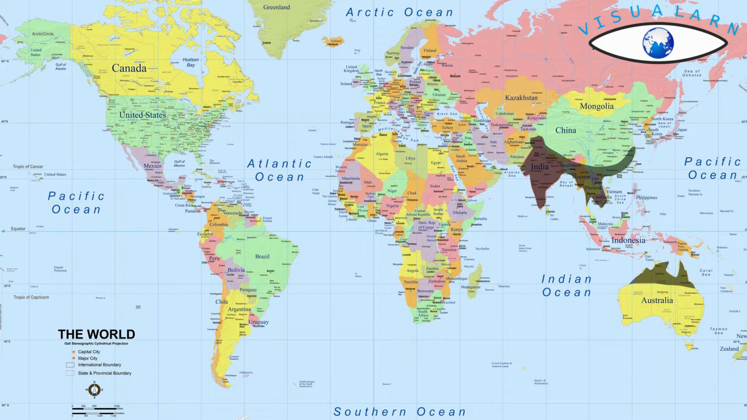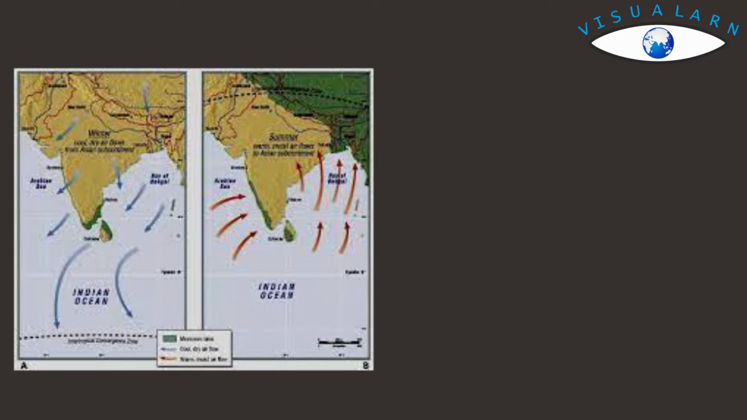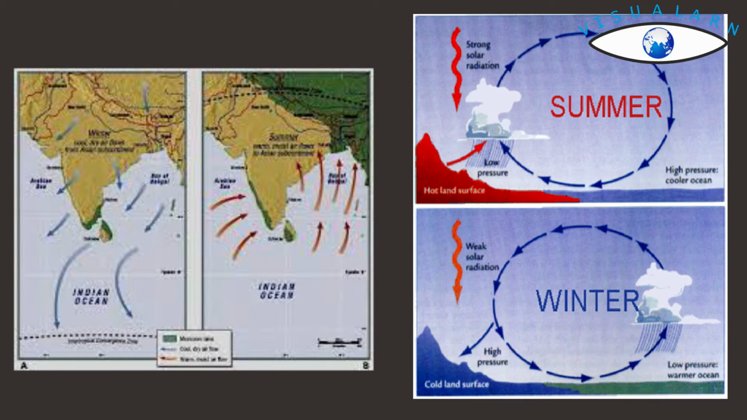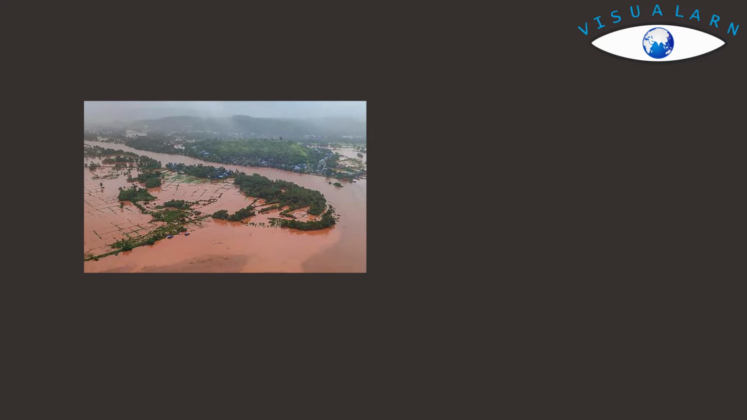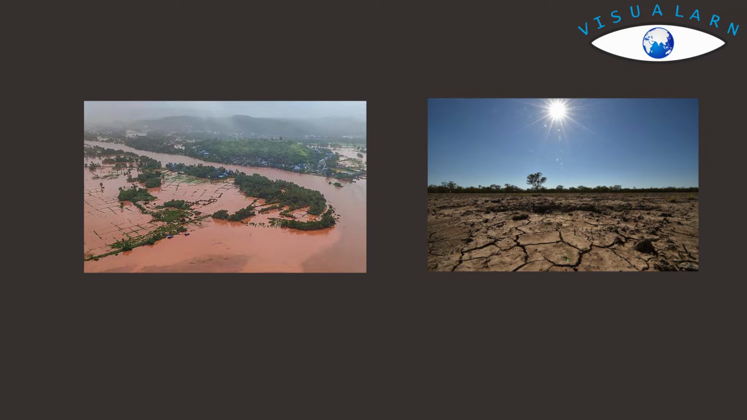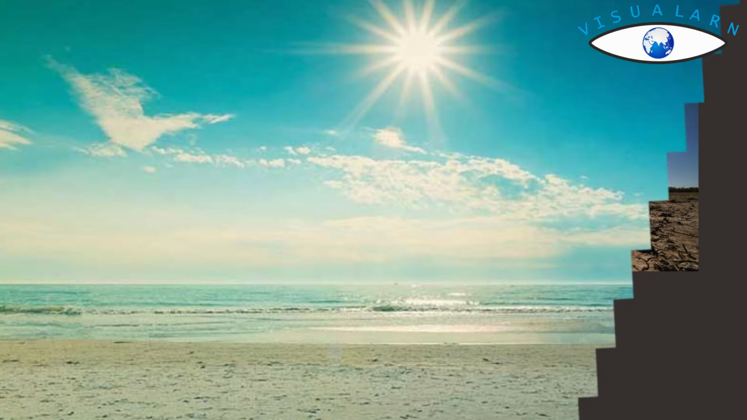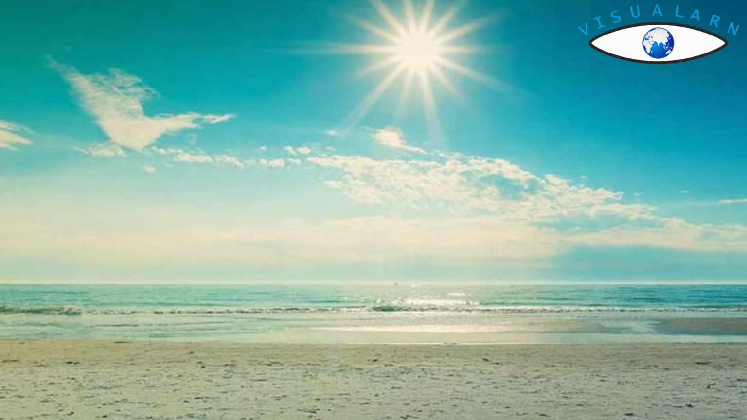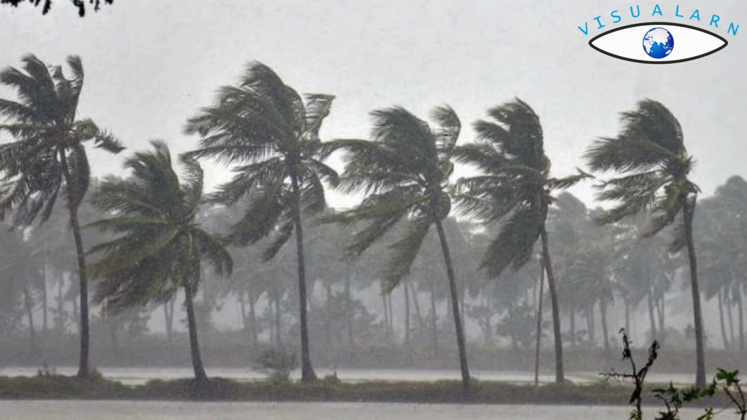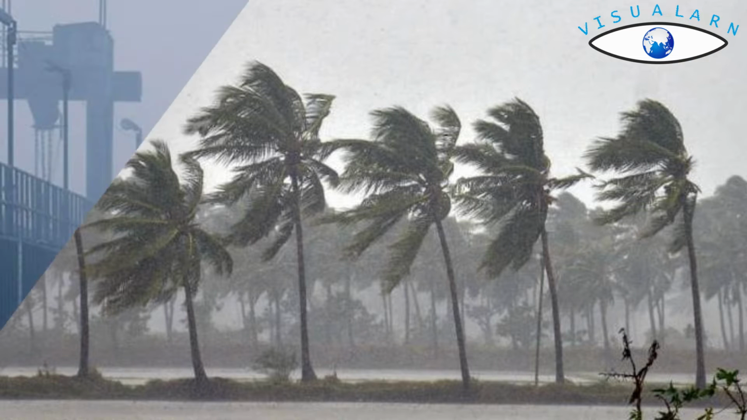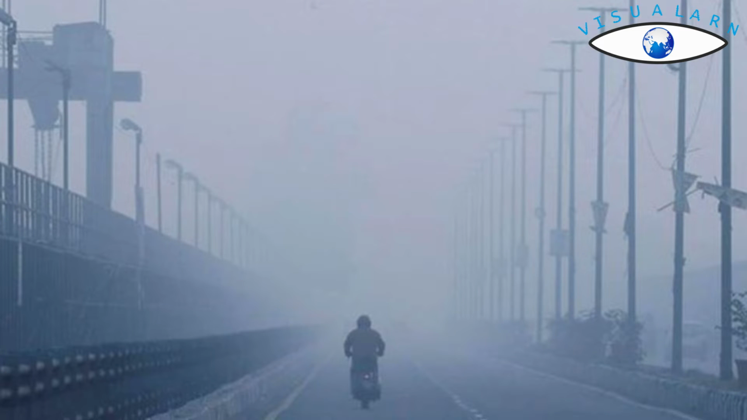Monsoon climate is characterized by wet and dry seasons associated with seasonal reversal of winds. Floods in the wet season and drought in the dry season are common. In the summer season, temperature is generally high. The temperature is reduced in the rainy season due to monsoon rain. In the winter season, the temperature is much lower.